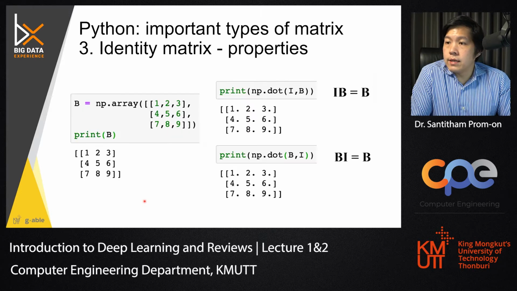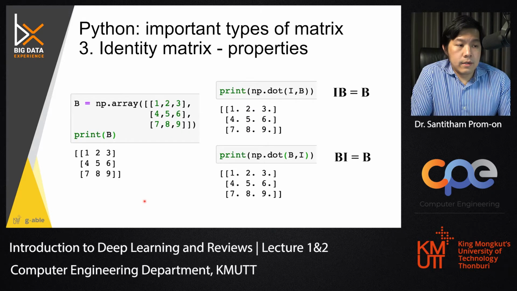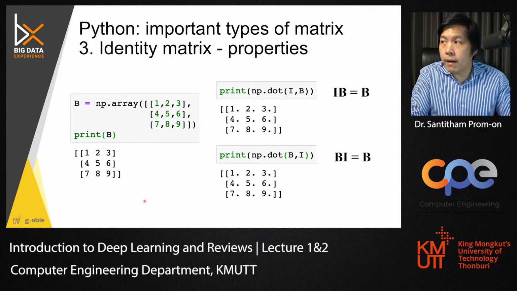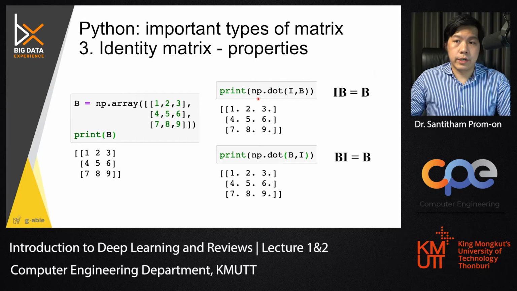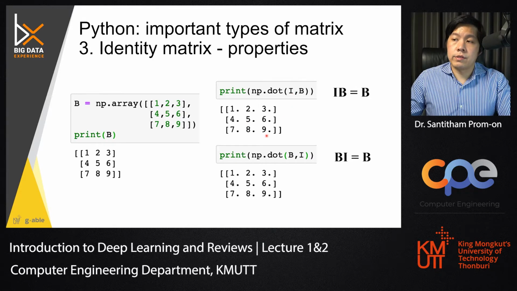NumPy also has functions that let you multiply matrices together, like np.matmul and np.dot. This allows you to multiply two-dimensional matrices together. So if you have the matrix B, you can multiply it with I that we generated earlier, and get the result as the same matrix. So I times B equals B, and B times I equals B.